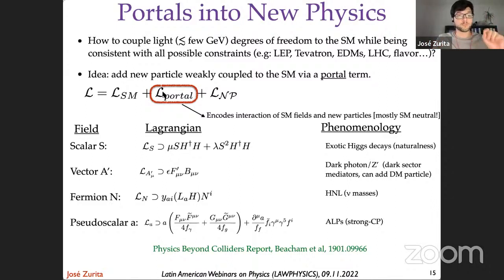And depending on whether this new particle is a scalar, vector, fermion, or pseudoscalar, you get exotic Higgs decays, dark photons that can be a dark matter mediator, a heavy neutral lepton or a stellar neutrino, so this is connected with neutrino masses, or an axion-like particle that is obviously connected with the strong CP problem.